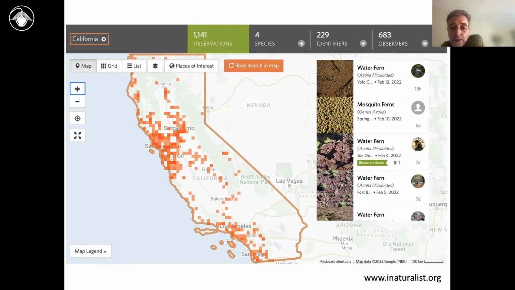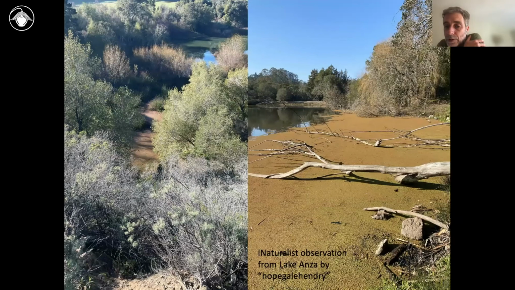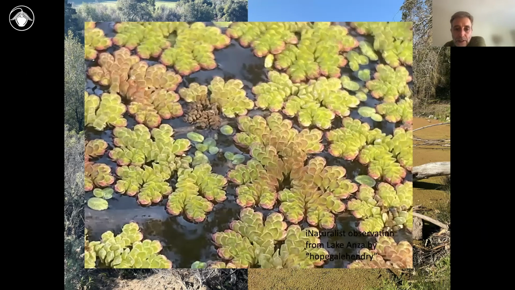And sure enough, if you go up the hill from UC Berkeley to Lake Anza in Tilden, right now, you can find a big patch of Azolla. So this is a recent observation from Lake Anza. And over on the left-hand side, that whole bay that you can kind of see in the center of the photograph is covered with Azolla. And that's the Briones Reservoir, again, about half an hour away from campus. Here's a close-up of the plants growing in Lake Anza, so you can get a closer look at what they look like.